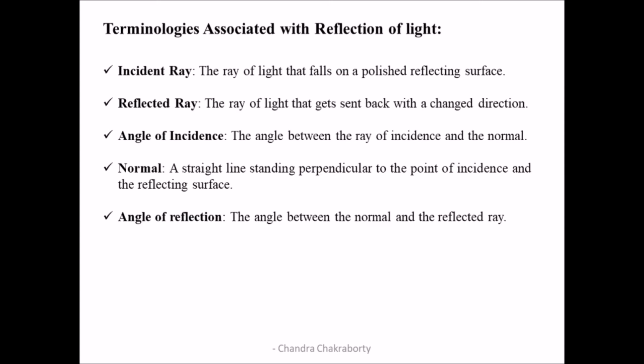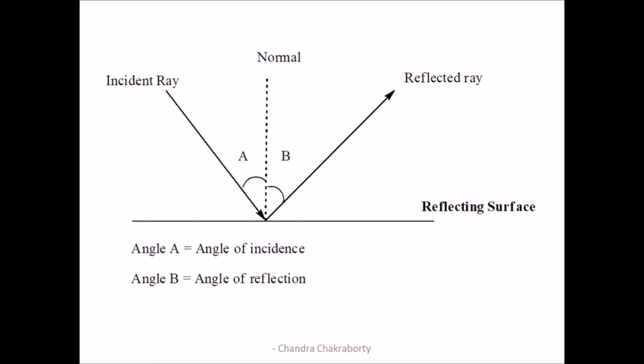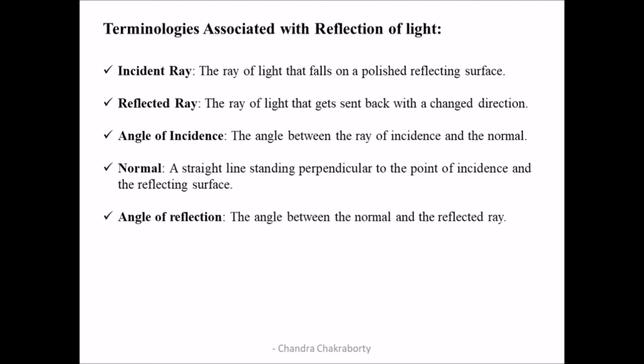Now, second, reflected ray. The ray of light that gets sent back with a changed direction from the reflecting surface is called reflected ray. In this picture, you can see that the incident ray strikes the mirror, strikes the reflecting surface, and is sent back in the same medium with a changed direction. That ray is called the reflected ray.